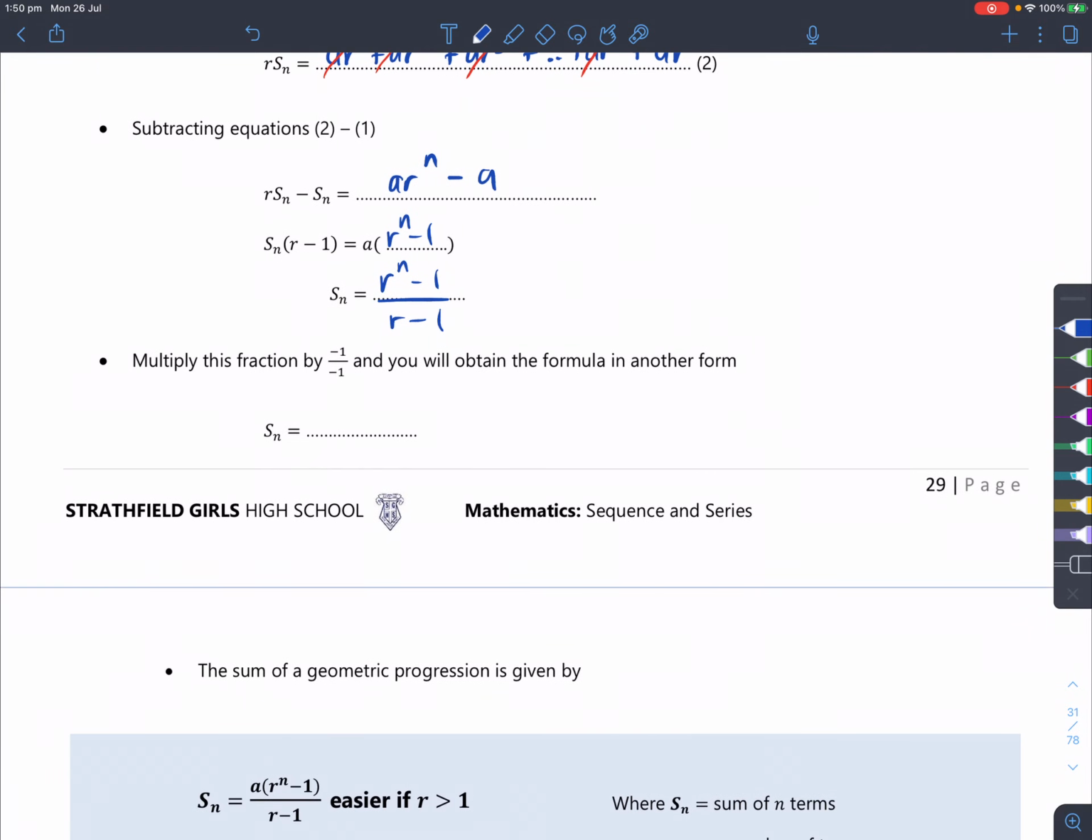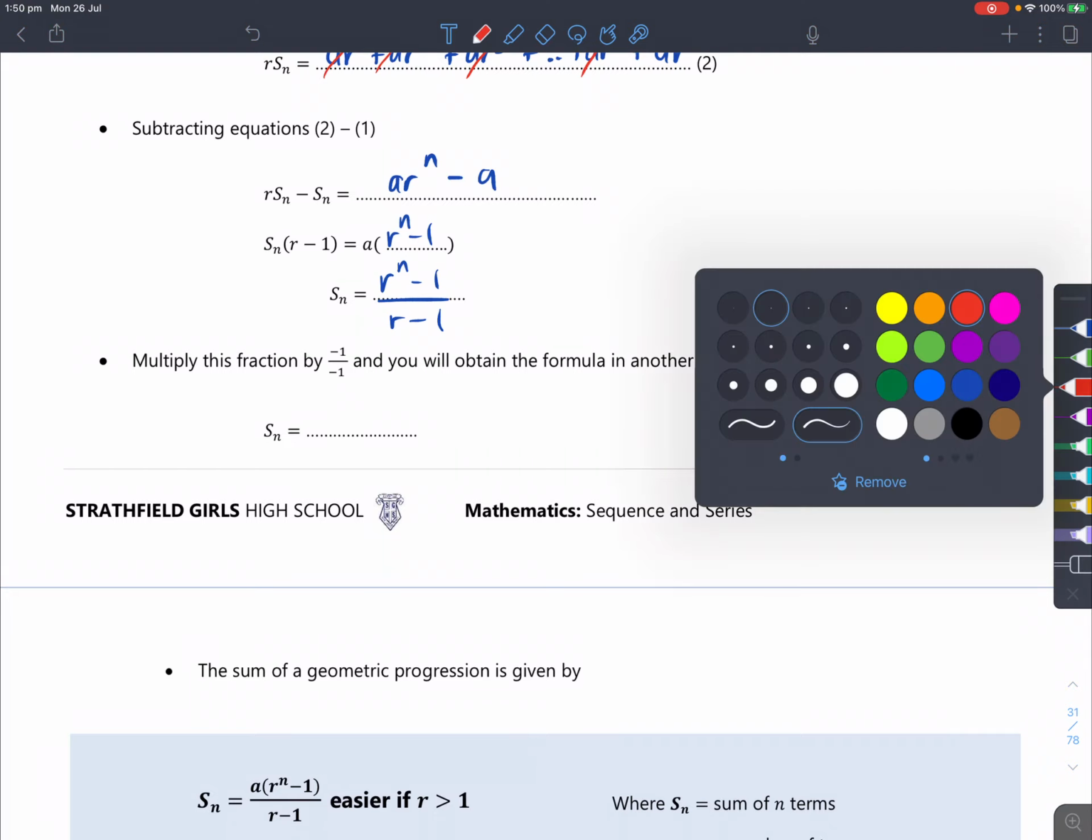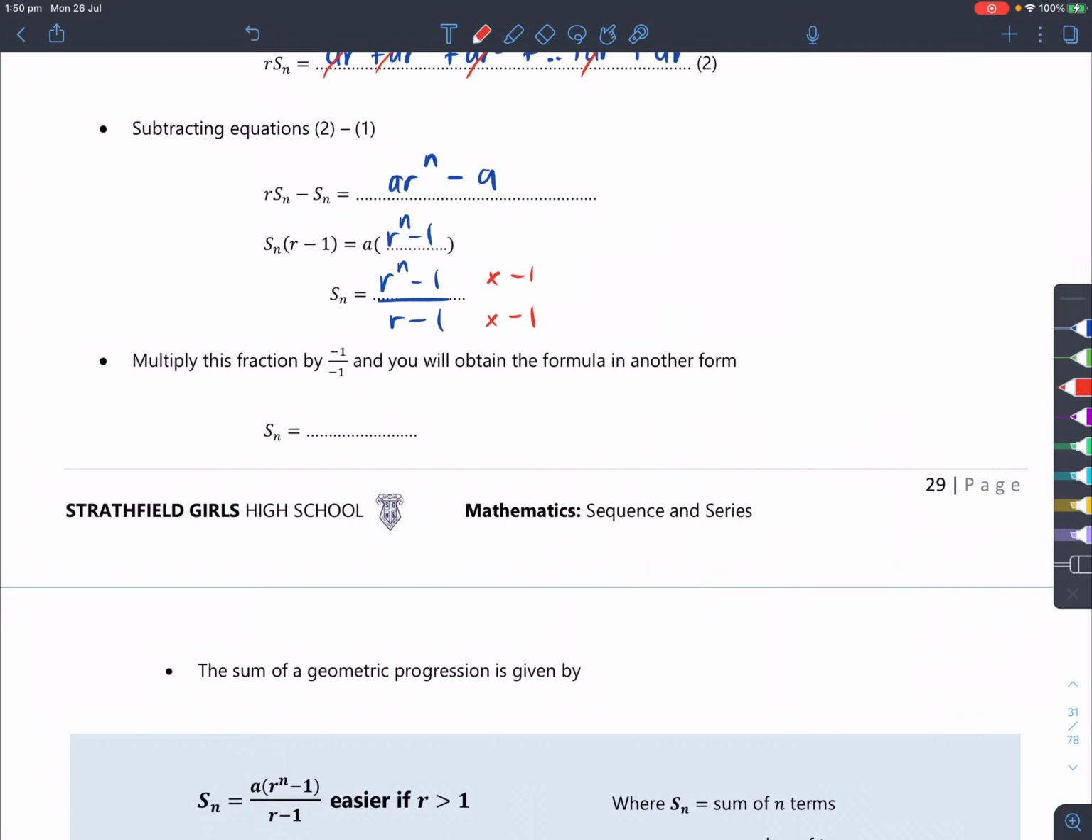Now, if we multiply this expression by negative 1 over negative 1, so all of this by negative 1 over negative 1, we will get the opposite way of running it. So instead of R to the power of n minus 1, we get 1 minus R to the power of n over 1 minus R. Okay? Oh, you know what? I forgot. There's supposed to be an A in the bracket there. Sorry about that, guys. Put an A in the bracket there. Okay, there we go. All right.